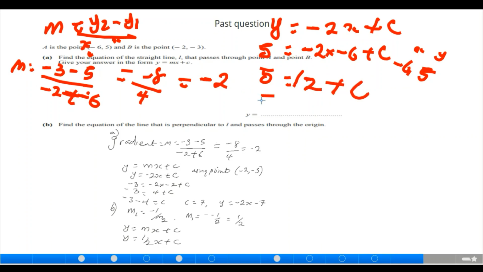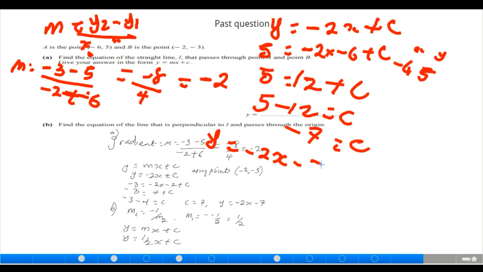12 comes to the other side, so we have 5 minus 12 equals c. So c is minus 7. We can now come back to that equation and say y equals minus 2x minus 7.